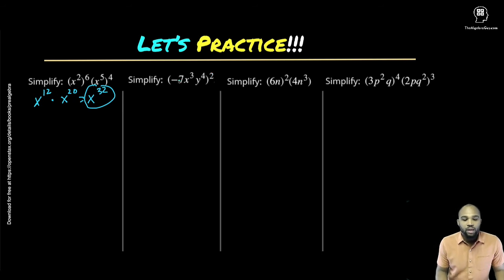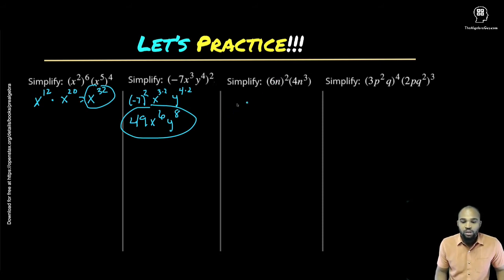All right, let's try this one. This one I've got to remember that this negative 7 is going to be squared. Everything inside of here, every factor inside of here, is going to be squared. So negative 7 is going to be squared, my x cubed is going to be multiplied by that 2, and my y to the 4th is going to be multiplied by this 2. So everything's going to feel the effect of this square. So don't forget that, every single piece. Now we're going to simplify by doing negative 7 squared, which is 49.